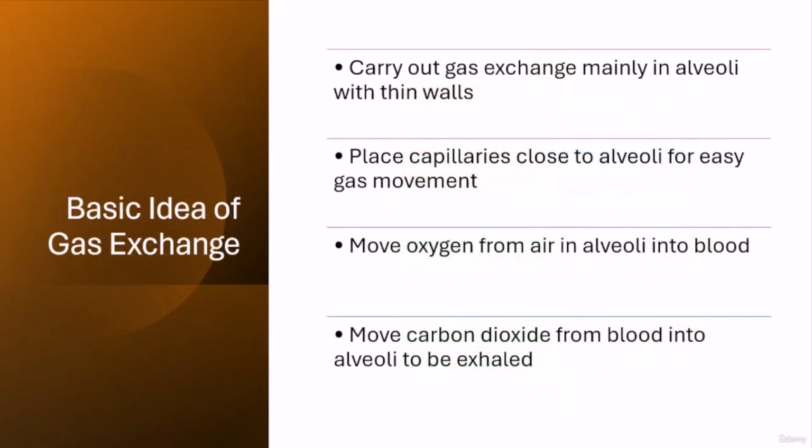Gas exchange happens mainly in the alveoli, which are tiny air sacs with very thin walls, and these walls sit right next to capillaries, so oxygen and carbon dioxide can move easily across. Oxygen moves from the air inside the alveoli into the blood because the concentration is higher in the air, while carbon dioxide moves from the blood into the alveoli because its concentration is higher in the blood, and this exchange happens continuously with each breath.